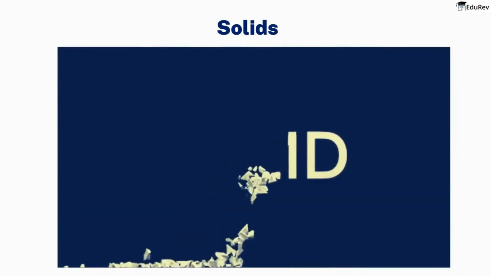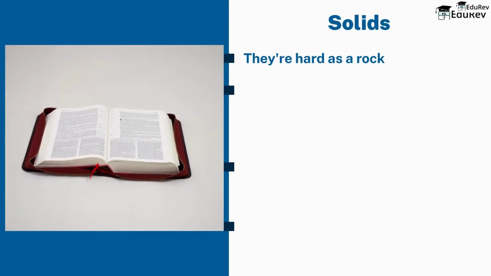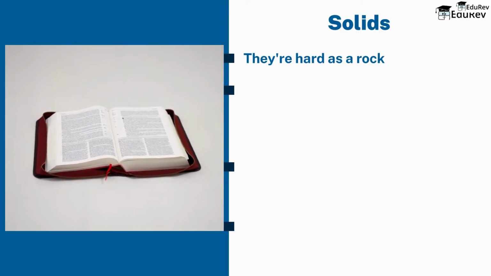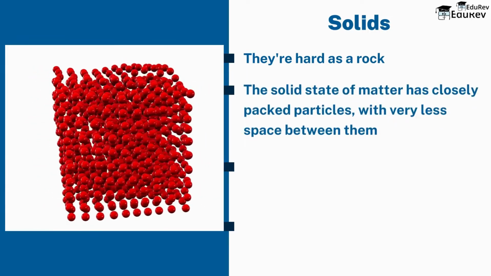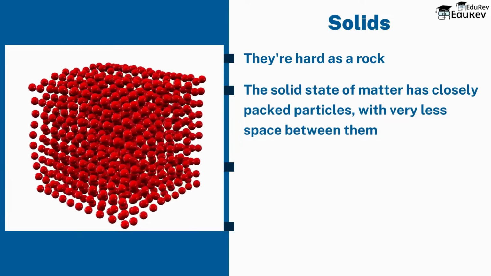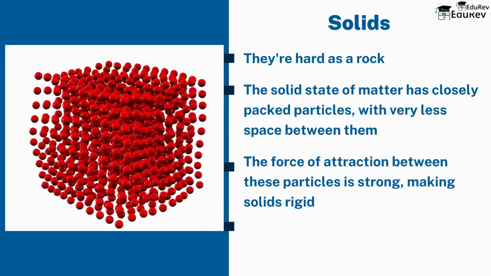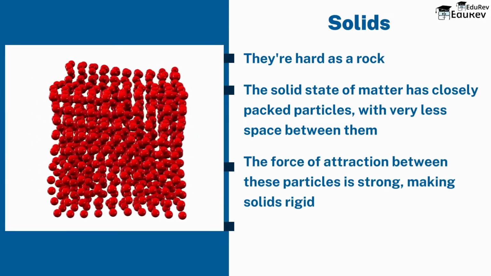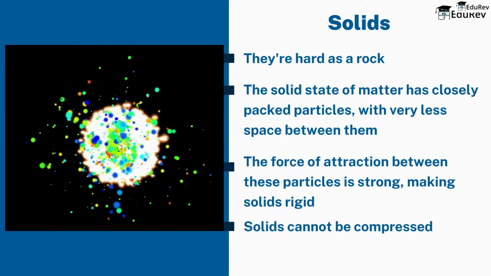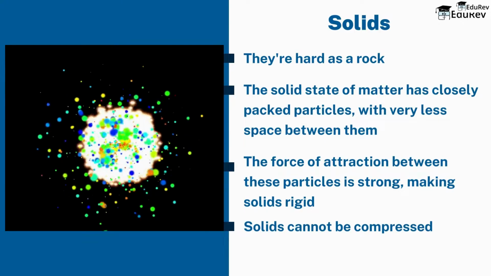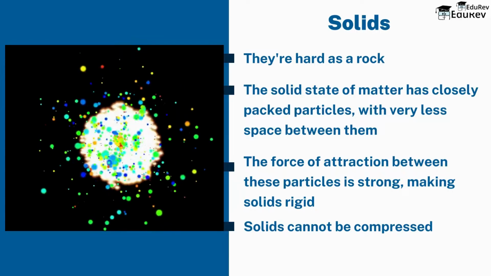First up, solids. They are hard as a rock, literally. And just like this book, they don't like to change their shape or size. They are so stubborn. The solid state of matter has closely packed particles with very less space between them. The force of attraction between these particles is strong, making solids rigid and maintaining their shape even when subjected to external force. Solids cannot be compressed, and their particles have very low kinetic energy, resulting in an orderly arrangement. This gives solids a fixed shape and volume.